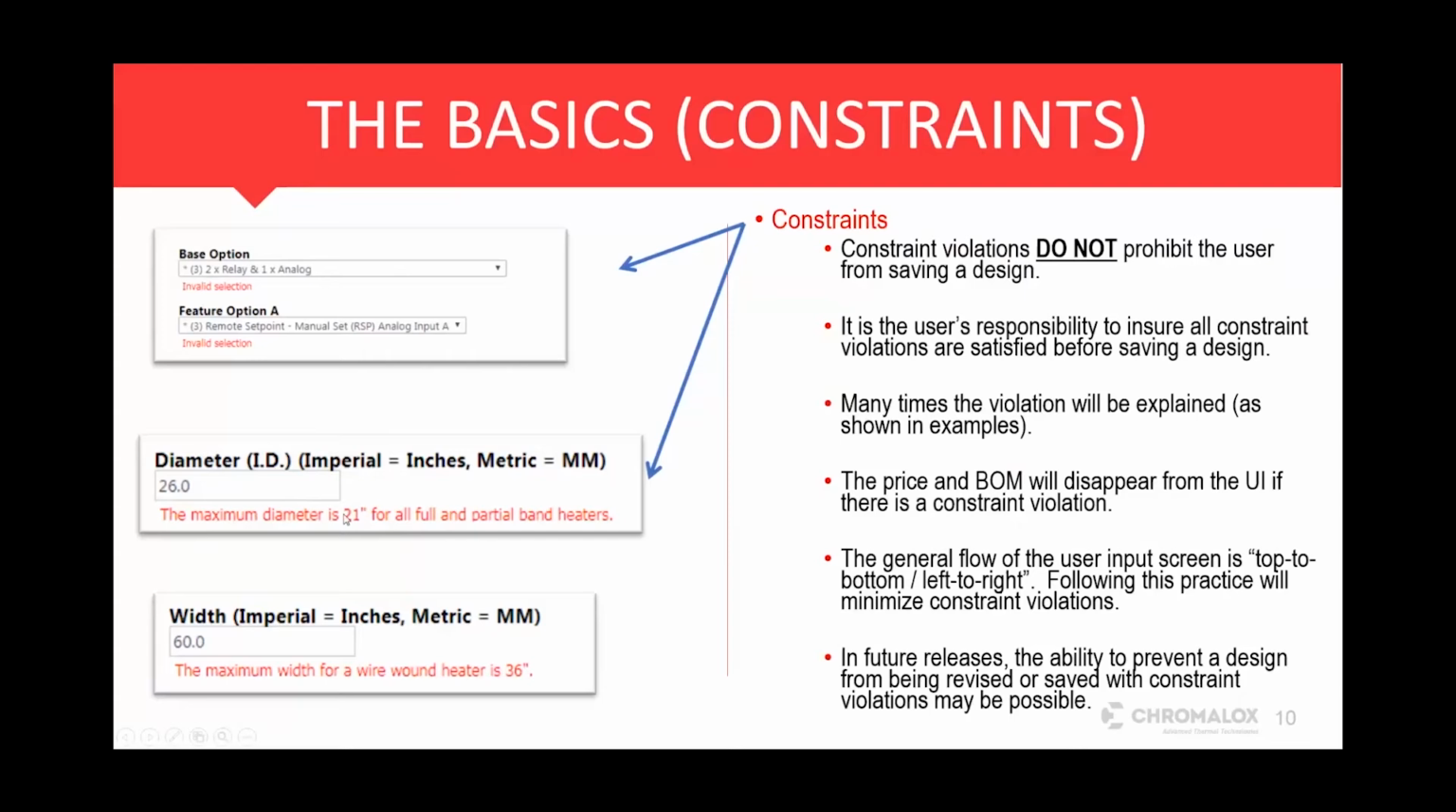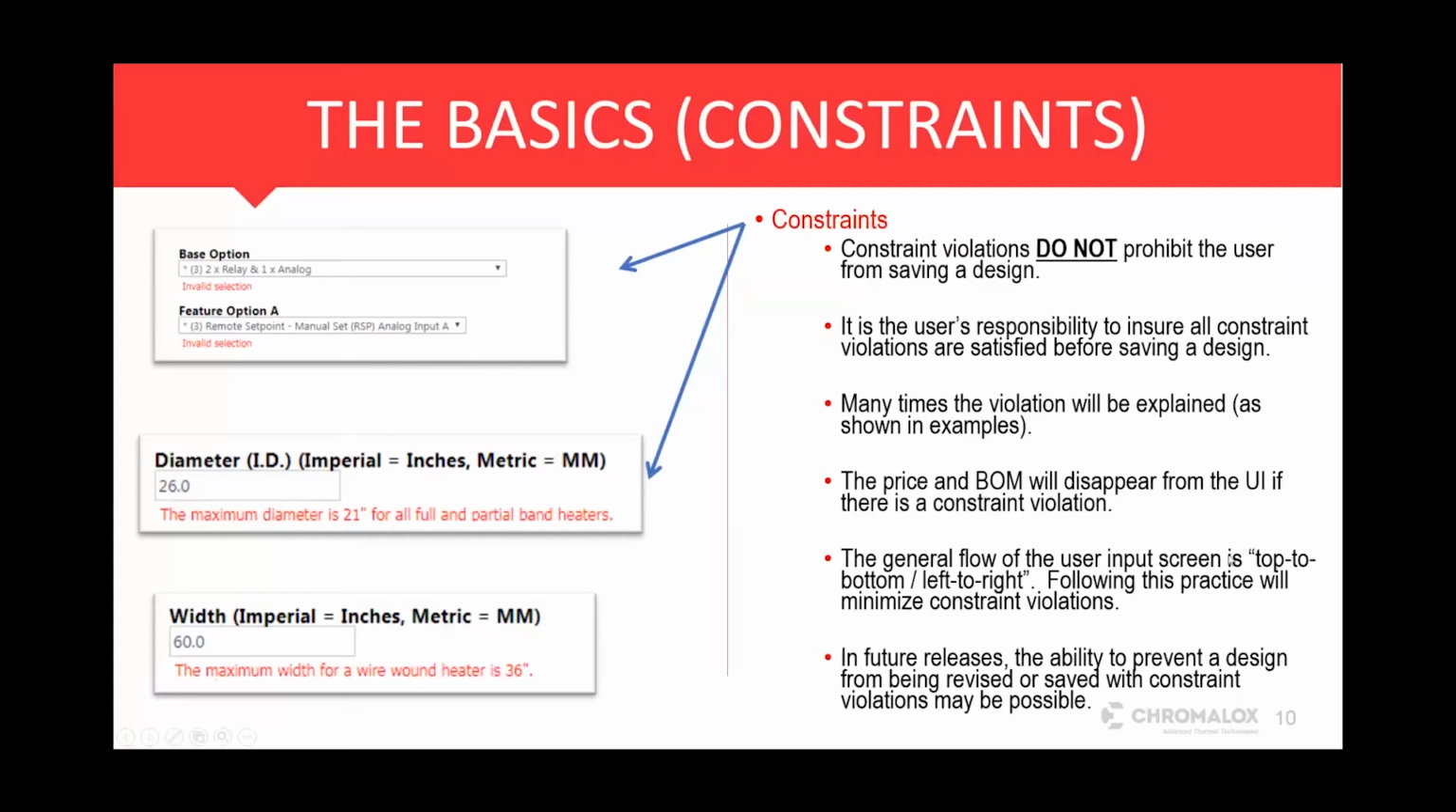In this case, it's saying you can't exceed 21 inches for a full or partial band heater. Same with the widths. I put in 60 inches, and 36 inches is the max on a silicon laminate heater. Again, the price and the bill of material will disappear from the user interface if there's a constraint violation.